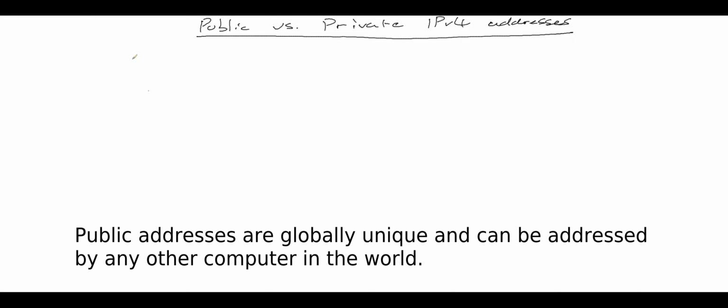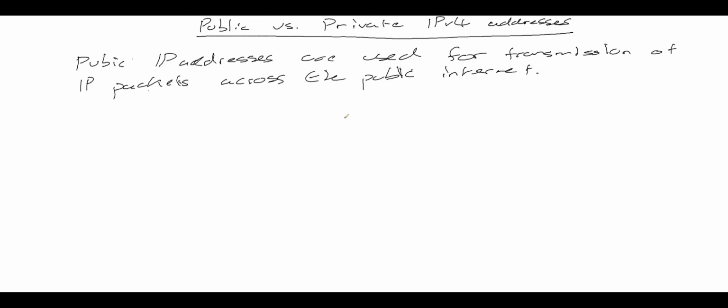So a public address is sometimes called a global IPv4 address and is used for transmission of IP packets across the public internet. Okay, so public IP addresses are used for transmission of IP packets across the public part of the internet. But there are ranges of IP addresses that are set aside as private network addresses.